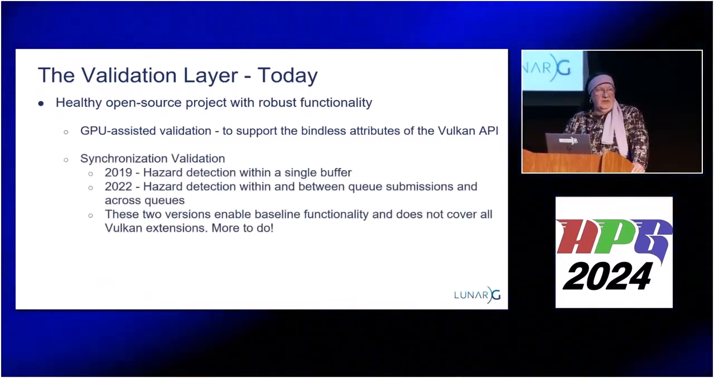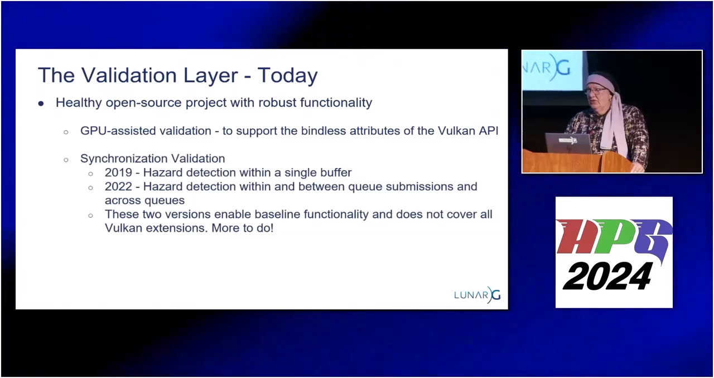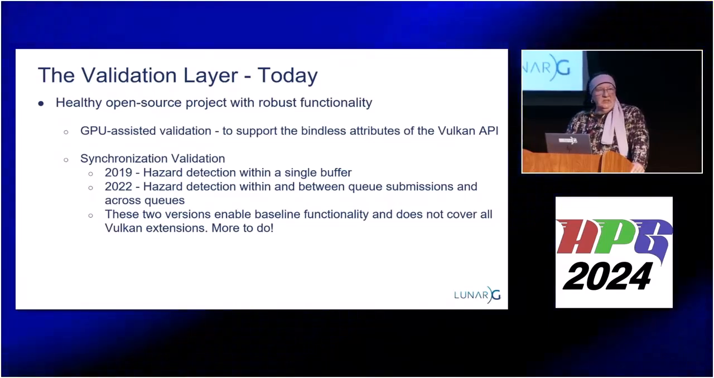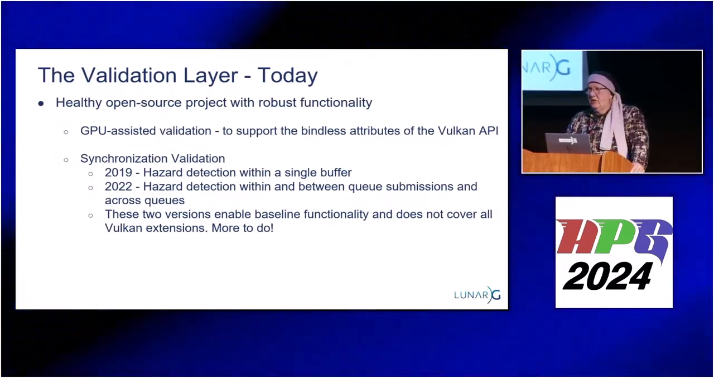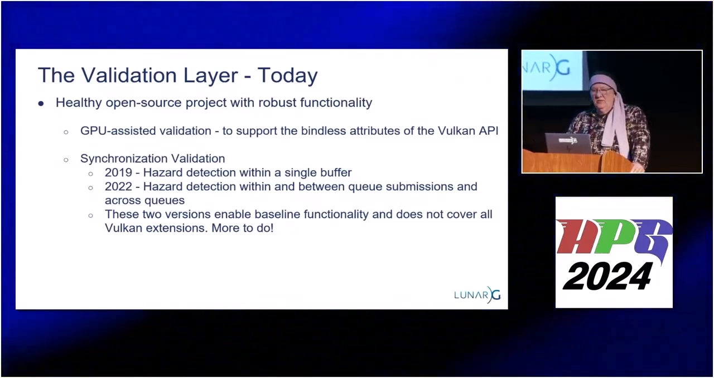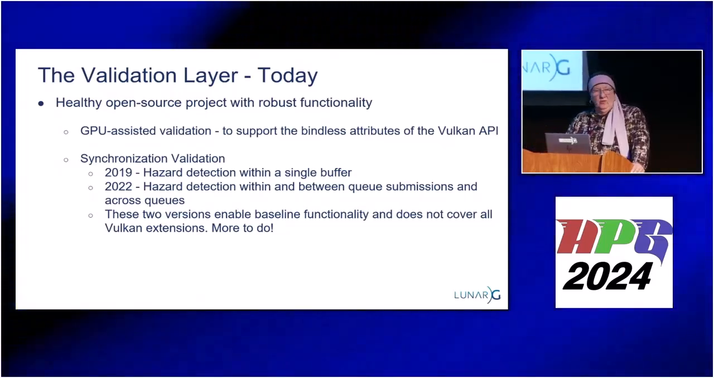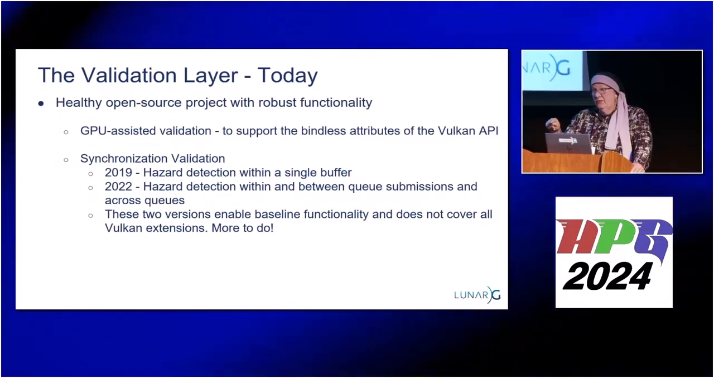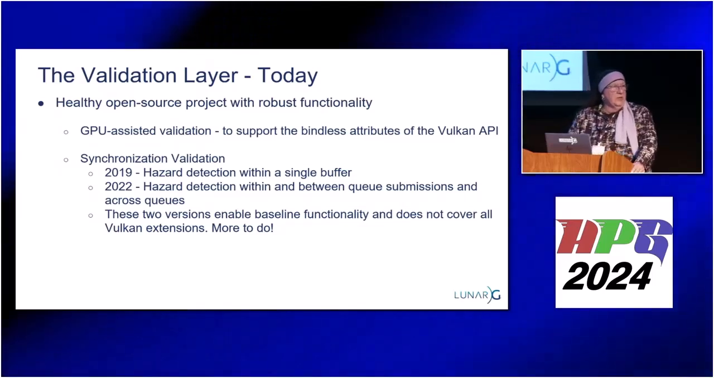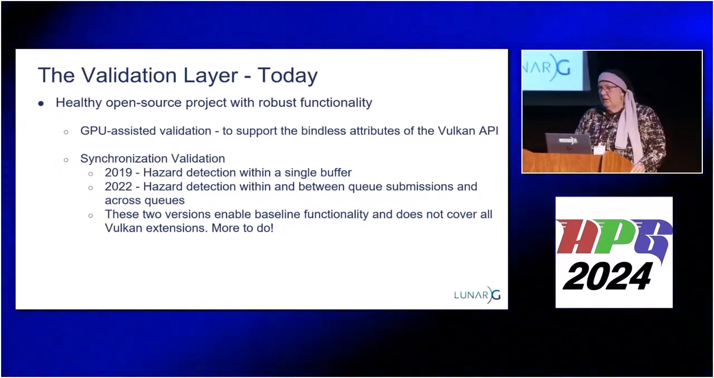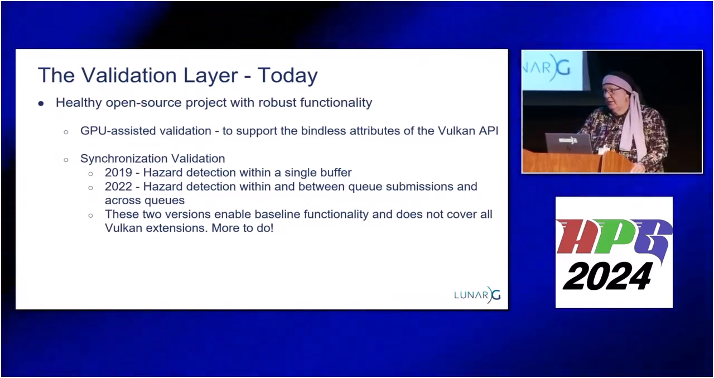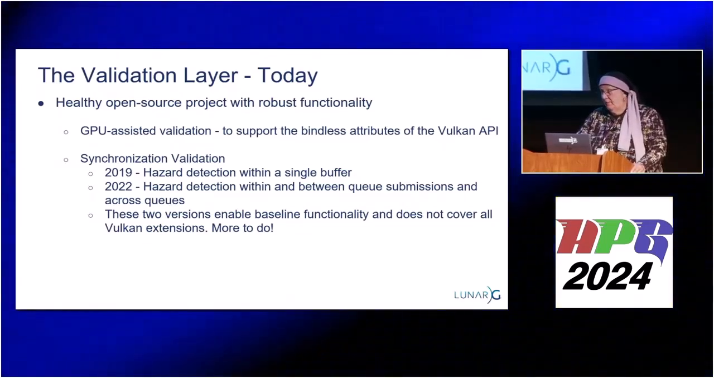The first launch of the validation layers had no synchronization validation. The Vulkan synchronization API was totally unvalidated. We didn't release the first version of it until 2019, and that only detected hazards within a single buffer. Then in 2022, hazard detection within and between queue submissions and across queues was added. Let me tell you, the very first one, you think pretty simple, hazard detection within a single buffer. That was 18 man-months of effort. This stuff is hard to validate. Another 24 engineering months to do the release for 2022. And these are smart engineers that are working on this. It's not because we're incompetent.